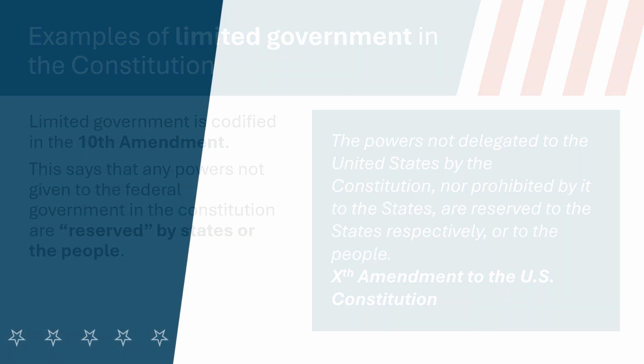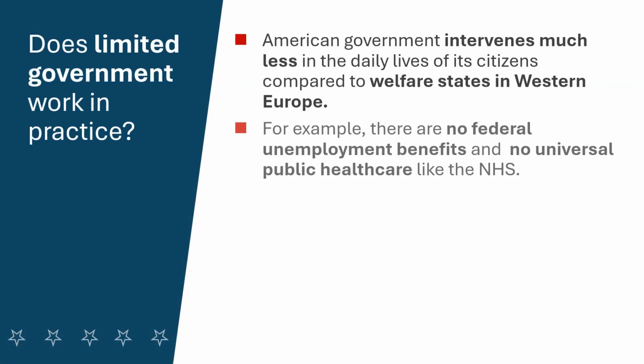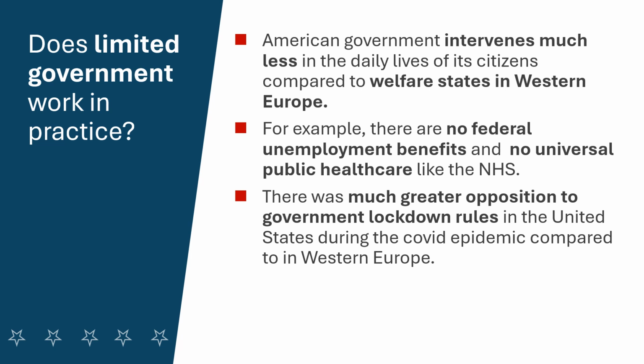Does limited government work in practice? It is true that American government intervenes much less in the daily lives of its citizens compared to welfare states in Western Europe. For example, there are no federal unemployment benefits and no universal public health care like the NHS. It is also the case that there was much greater opposition to government lockdown rules in the United States during the COVID epidemic compared to in Western Europe.